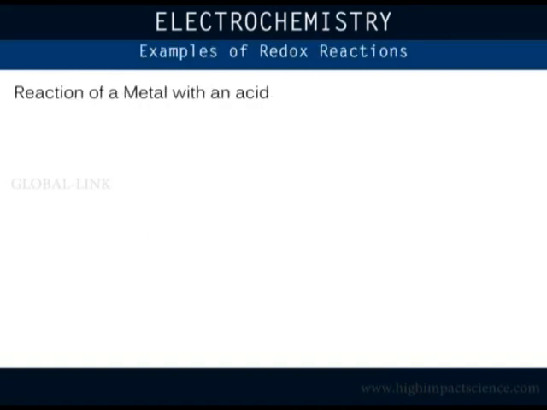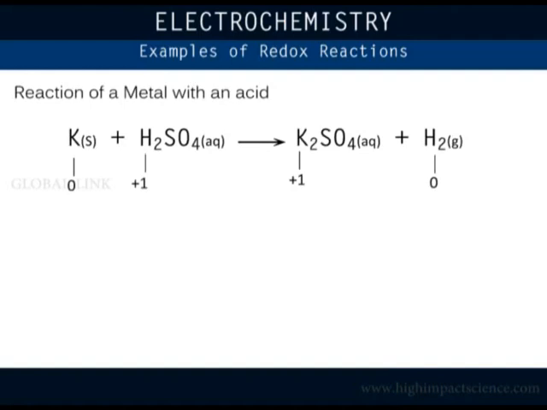Other redox reactions include reaction of a metal with an acid. For example, potassium reacts with sulfuric acid to form potassium sulfate plus hydrogen gas. Potassium is oxidized by losing an electron to form potassium ions in potassium sulfate. Its oxidation number increases from 0 to +1. Hydrogen, on the other hand, is reduced by gaining an electron to form hydrogen gas. Its oxidation number reduces from +1 to 0.